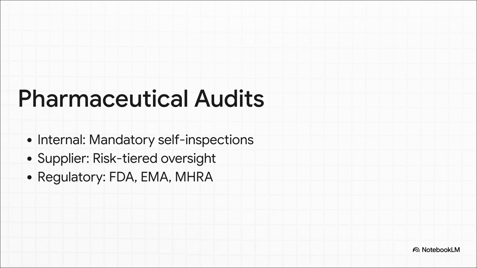And of course, we have to talk about pharmaceutical audits. Honestly, auditing is just the QMS checking itself and being checked by others. You've got mandatory internal self-inspections to catch things early, risk-tiered supplier audits to lock down your supply chain, and your big regulatory inspections from the FDA, EMA, or MHRA. This course really prepares you to confidently classify those findings and respond fast with effective root cause-driven CAPAs.